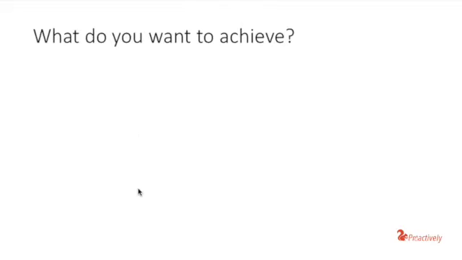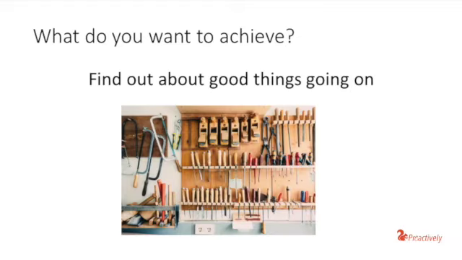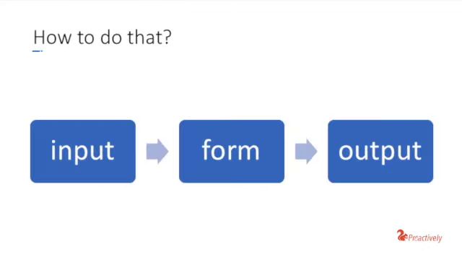The first question to ask ourselves before we even go into the Proactively system is, what do we want to achieve? Now, in my example today, I'm going to use it for trying to do a positive thing, so motivational, trying to find out about good things that are going on within the organisation. And here's an example of what the sort of information I'd like to collect. This is a beautifully tidy tool store.